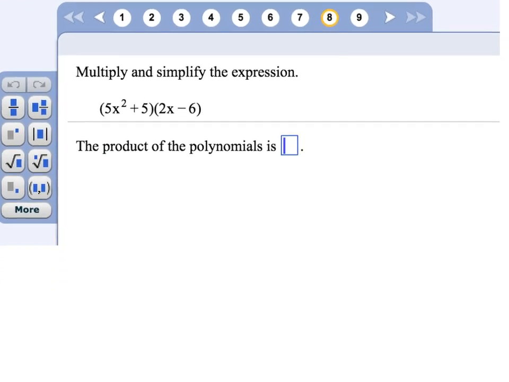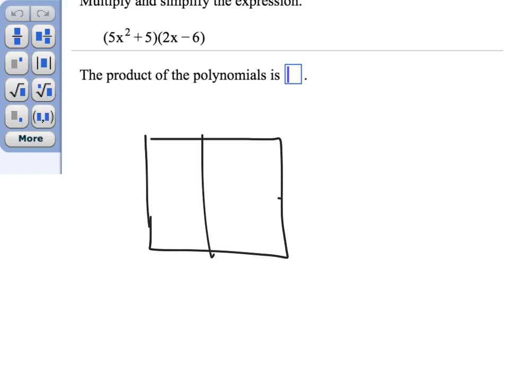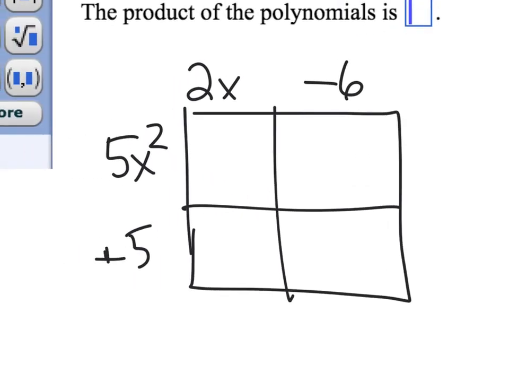And ooh, we're getting fancy because now we have some exponents being thrown in there. All right, so we've got 5x squared plus 5, because that was this part right here. And now we have 2x minus 6. So I'm going to zoom in a little bit. So what do we have right here?